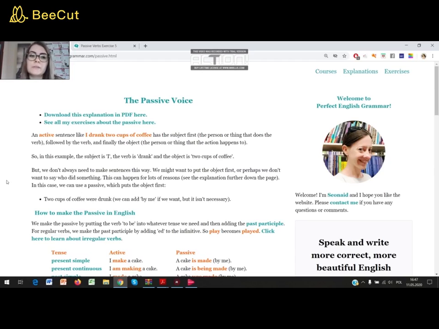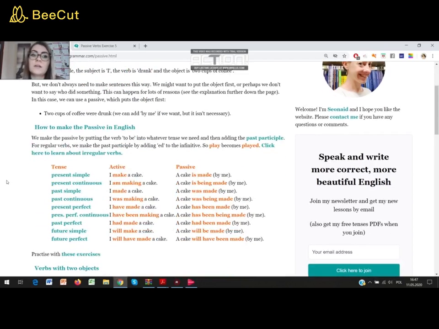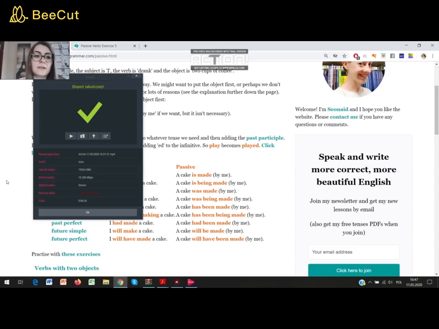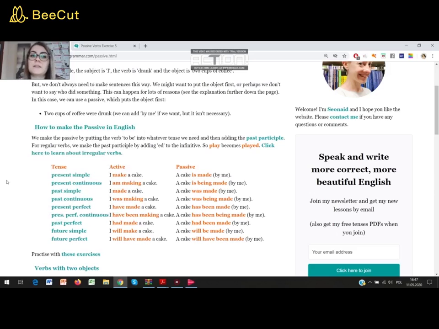But we don't always need to make sentences this way. We might want to put the object first, or perhaps we don't want to say who did something. This can happen for lots of reasons. In this case, we can use a passive, which puts the object first. For example, "2 cups of coffee were drunk." We can add "by me" if we want, but it isn't necessary. So how do we make the passive in English?